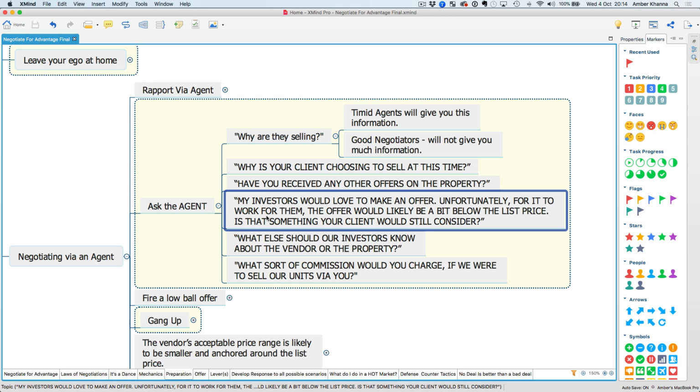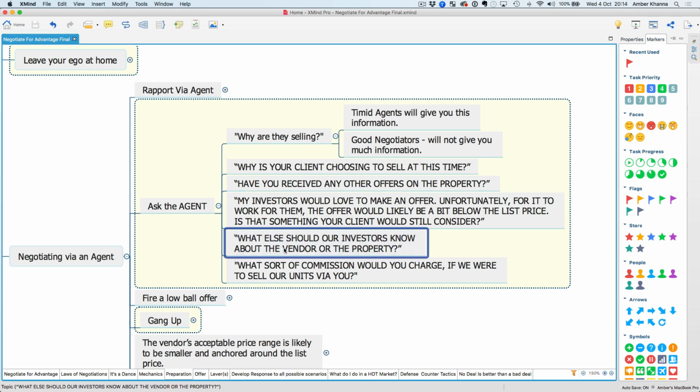Have you received any other offers on the property? Most people will tell you yes or no. Sometimes agents will always fake this. Even if they haven't got an offer, they'll say, look, I'm talking to somebody else. Yeah, right. Agents are very smart at this. And I'm not talking about when you are trying to buy something. I'm also talking about when you are trying to sell your units.